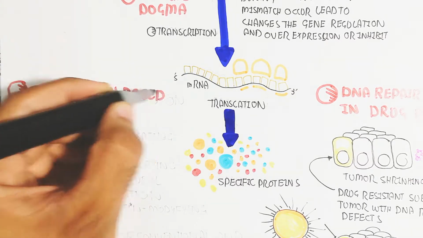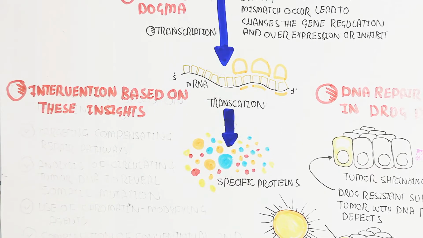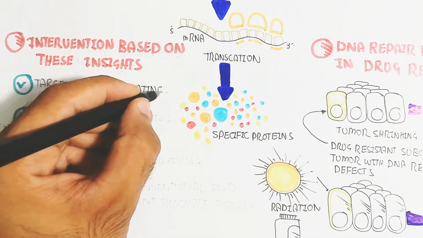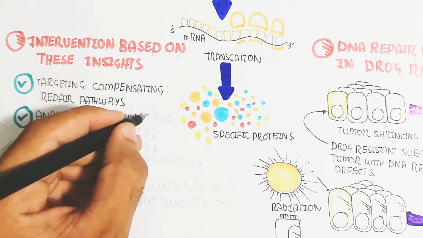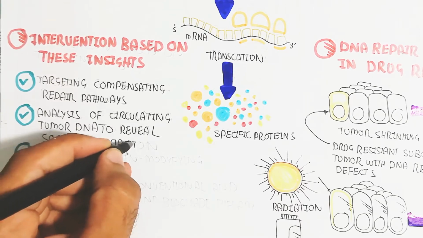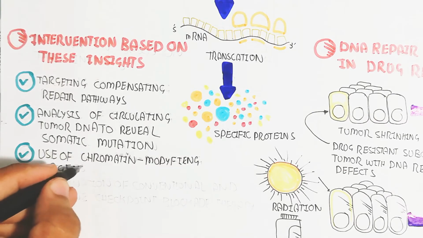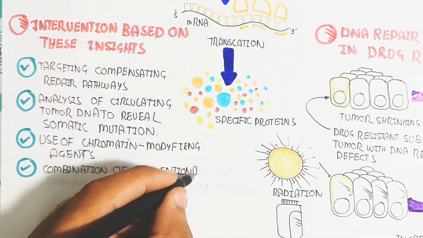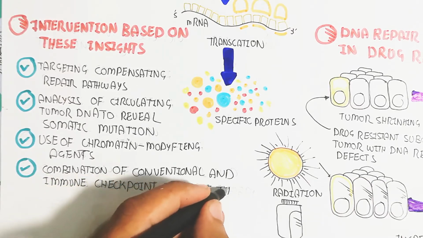Here is the intervention based on this insight, meaning targets, and we will discuss 4 points. Number 1 is targeting compensating repair pathways. Then analysis of circulating tumor DNA to reveal somatic mutations, use of chromatin modifying agents, and combination of conventional and immune checkpoint blockade therapy. All of this is done here, and we are discussing the role of DNA repair.